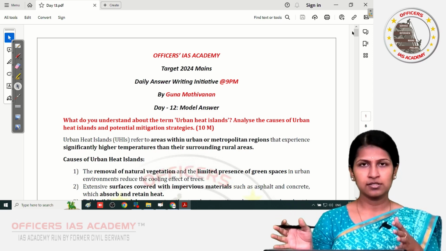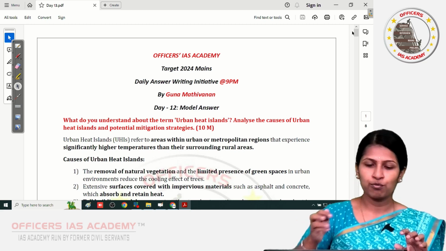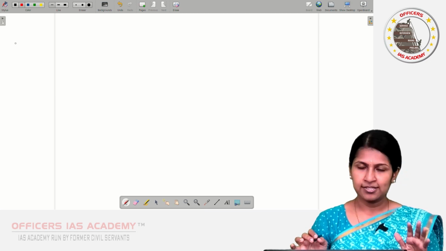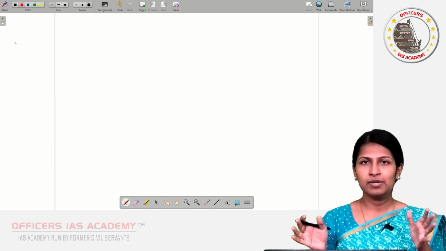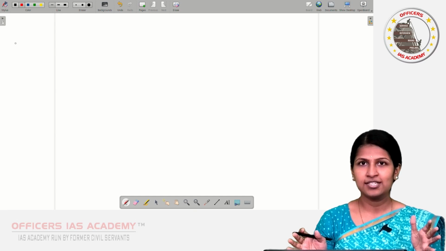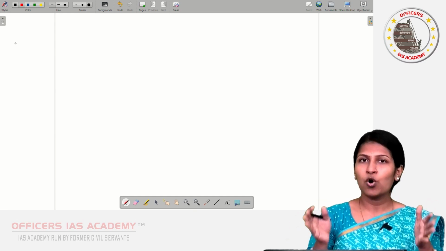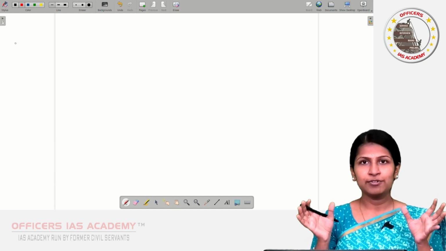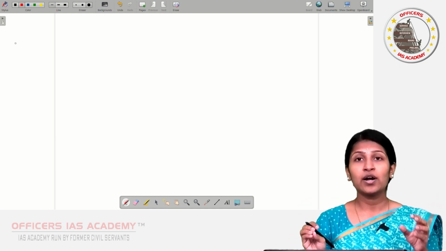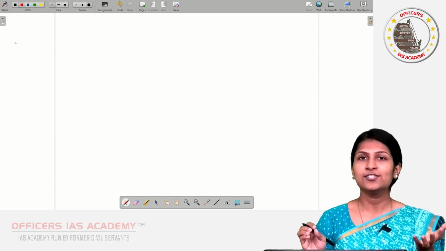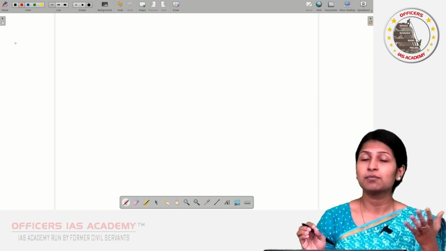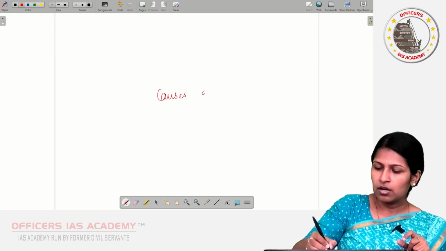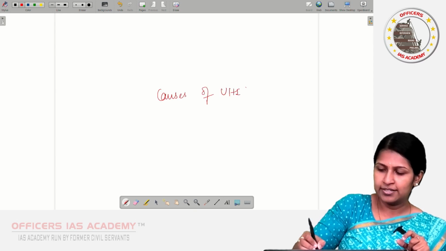So before we start the discussion, let me just give you an overview of what exactly urban heat islands are. Urban heat islands refers to the city regions or the urban areas where the temperature is comparatively higher and they are warmer than the surrounding suburban and rural areas. So this is the phenomenon of urban heat islands. We need to understand what are the causes, what leads to this higher temperature in the city regions compared to the surrounding regions. So the causes of urban heat island.